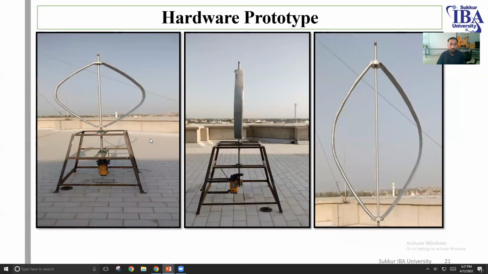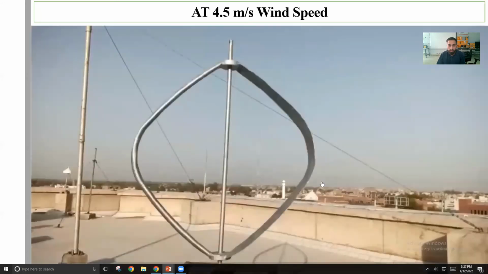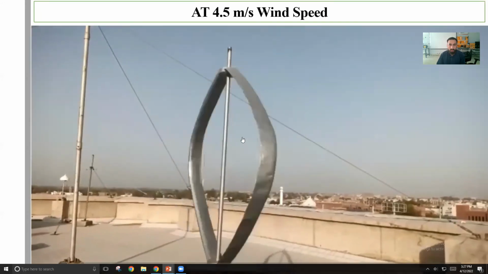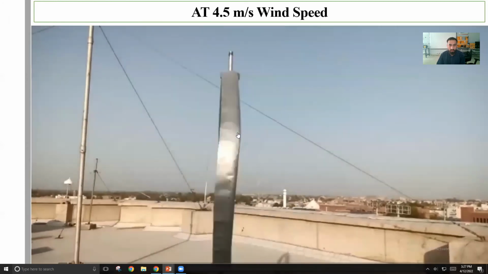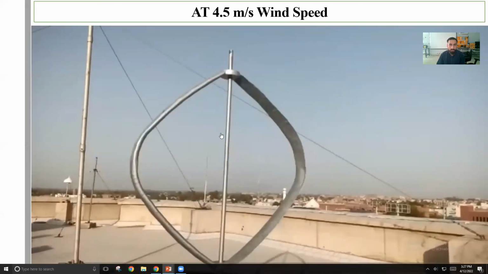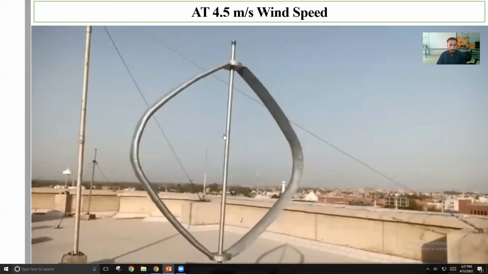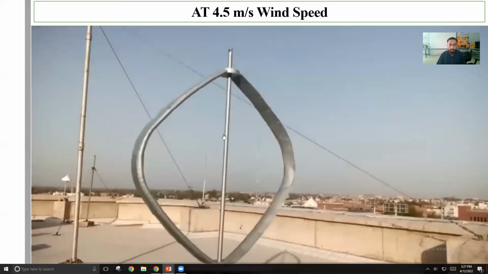This one is the hardware prototype. After fabrication, the hardware design looks like that. This is the front view. That one is a side view of the wind turbine. And these are the wind turbine blades view. This one, the hardware video. The wind turbine works at 4.5 meter per second wind speed.